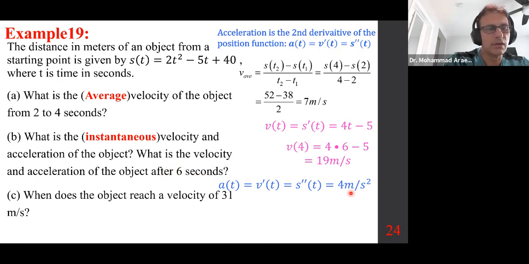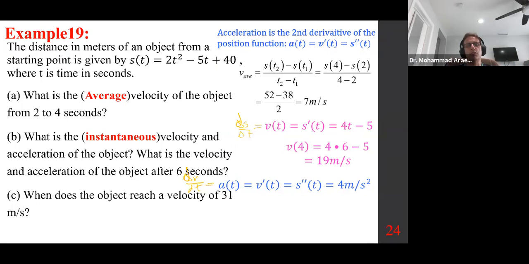And the reason for the units, because v of t is delta s over delta t, but a of t is delta v, I should say, over delta t. And the units of the numerator over units of the denominator gives you meters per square second.